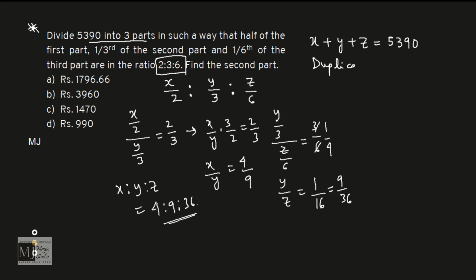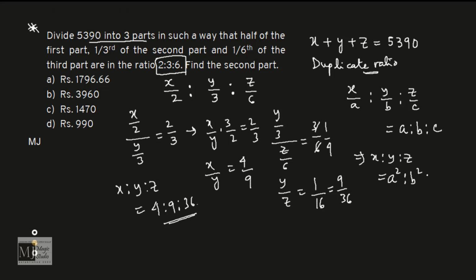And that is the concept to be used here. Duplicate ratio concept. We can see that if x by a is to y by b is to z by c is equal to a is to b is to c, then x is to y is to z is the duplicate ratio of the ratio given, that is a square is to b square is to c square. If we know this concept, we would have got this correct in no time. Now x is to y is to z is a square is to b square is to c square, that is 4:9:36.